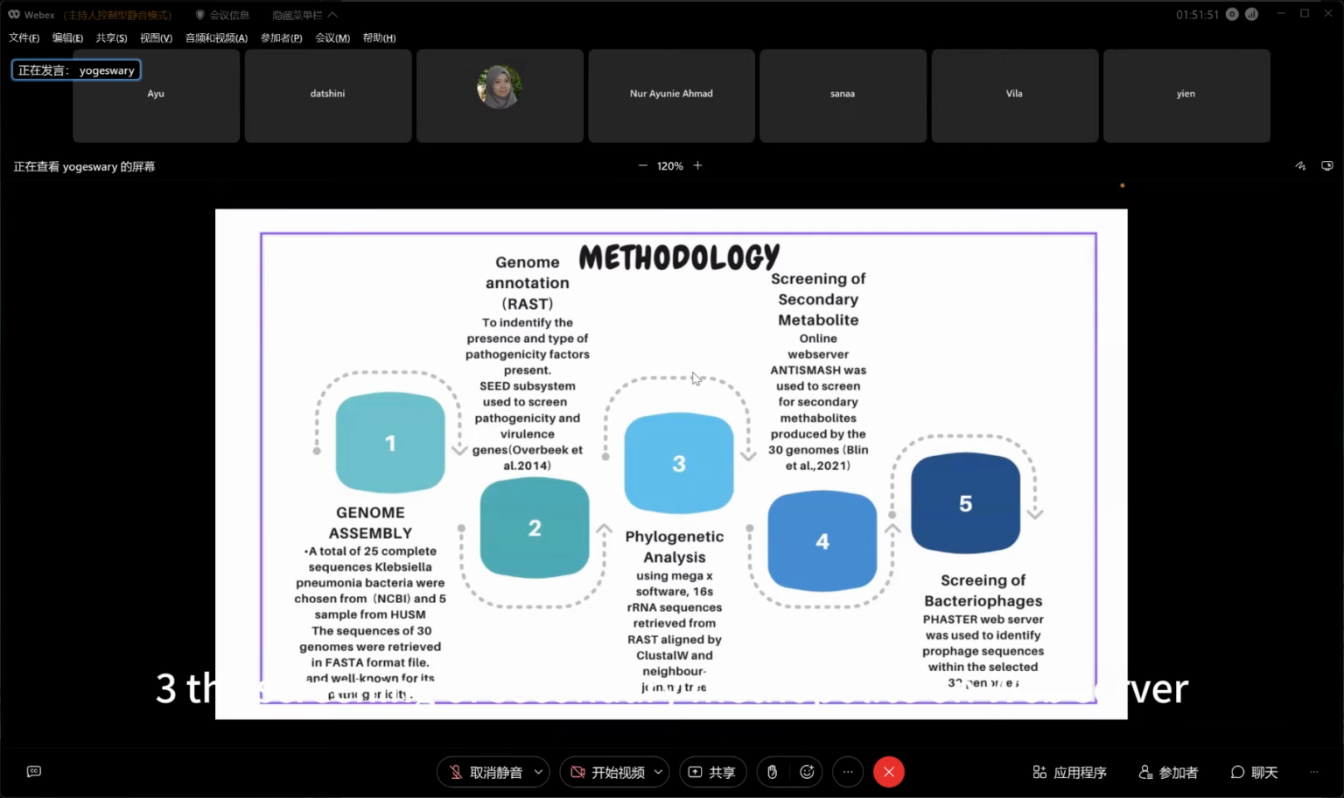For the screening of secondary metabolites, the web server antiSMASH was used to screen the secondary metabolites produced by the 30 genomes. And for the screening of bacteriophages, the PHASTER web server was used to identify prophage sequences within the selected 30 genomes.